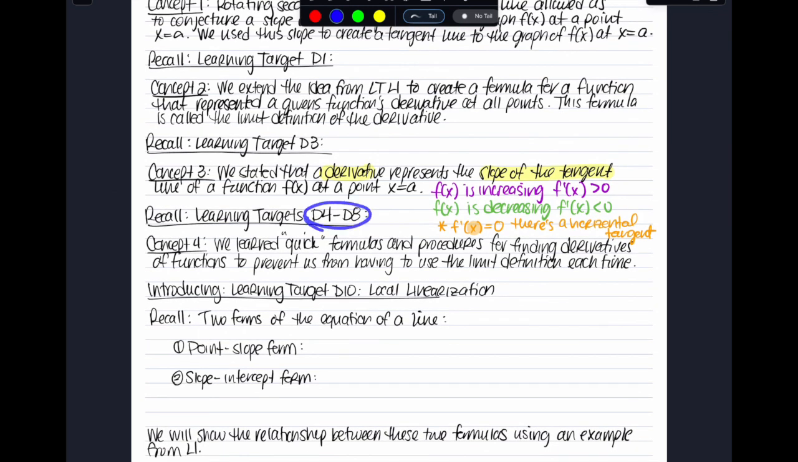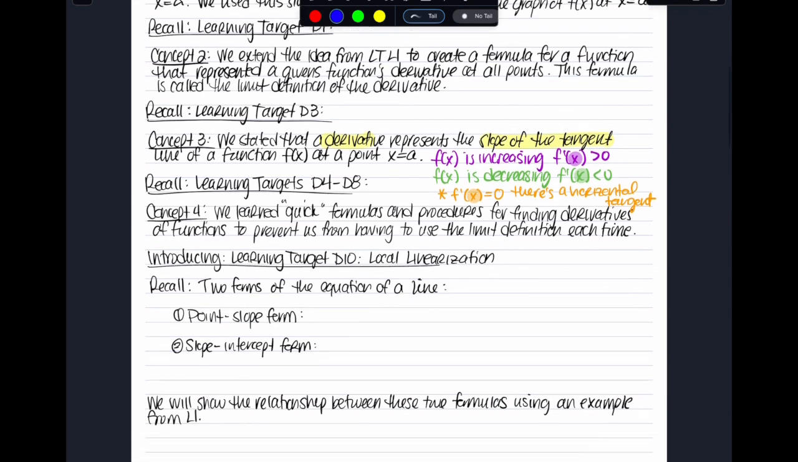But those quick formulas gave us the ability to find f prime given a function f of x, any function f of x. And then again, we can find the value of that derivative by plugging in a specific x value, and we can decide if the function itself, the one we took the derivative of, is increasing or decreasing.